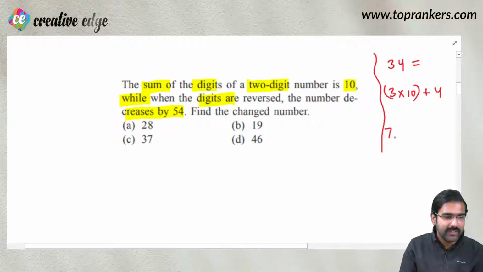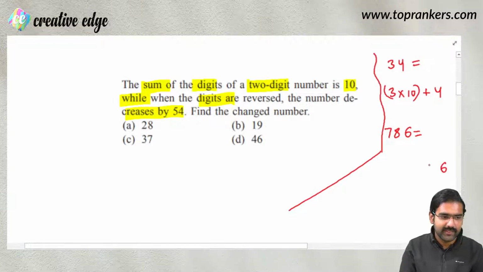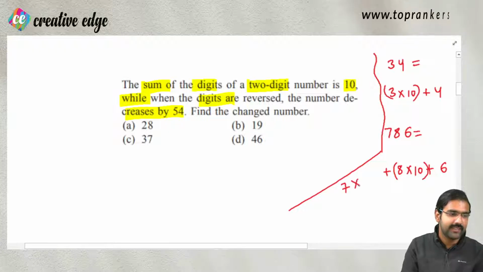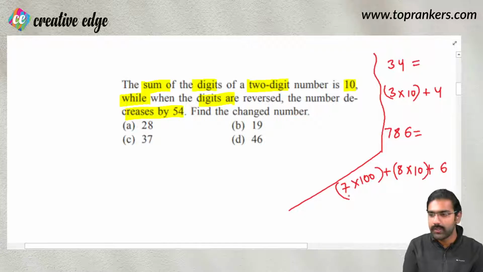Had it been 786, if I were given a number, for example 786, what would I do? I could have written it like this: I'll keep the unit digit 6 as it is. Well, 8 comes at the tens place, so I could have written this 8 into 10, and 7 comes at the hundreds place, so I would have written it as 7 into 100, and that's how I would be able to form the original number.